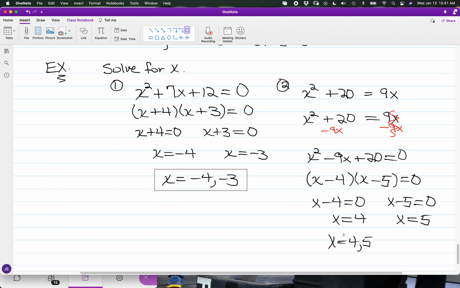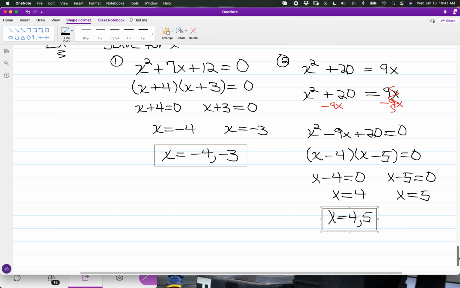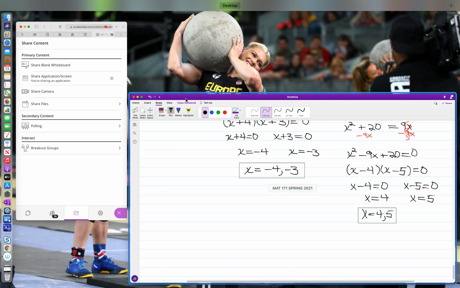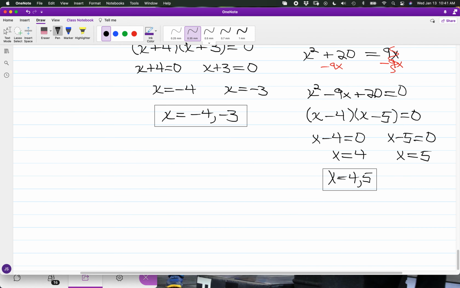And let me give you one that has a little different setup. Now let's say we have something like negative 2x squared minus 4x plus 6 is equal to 0.